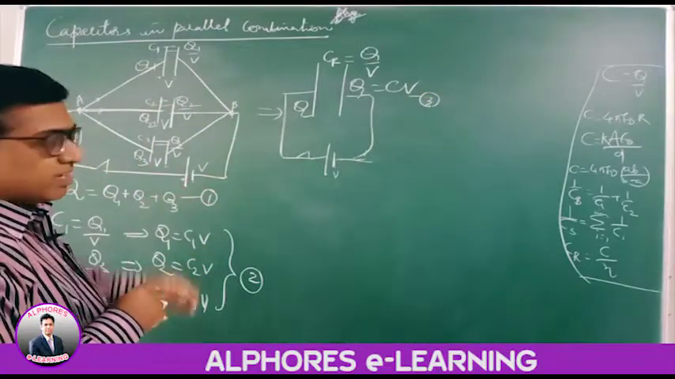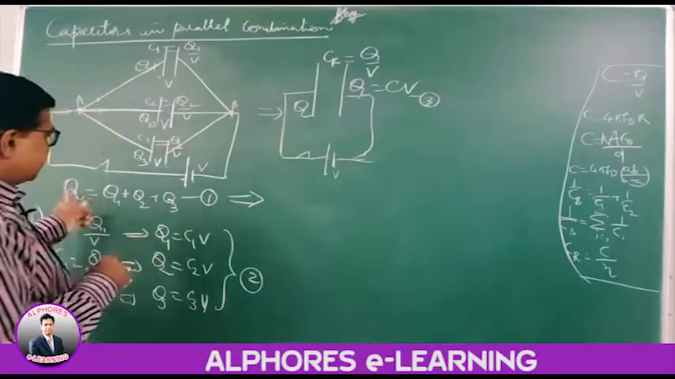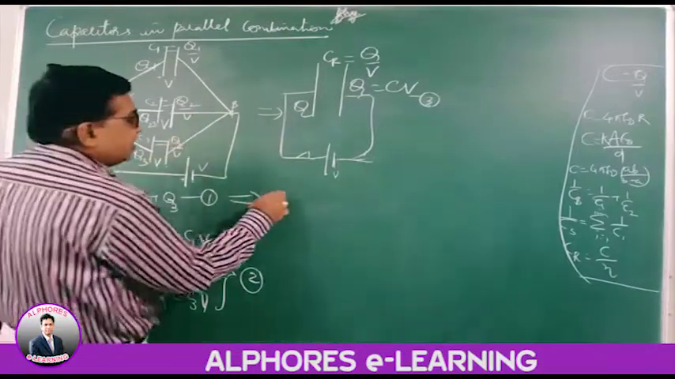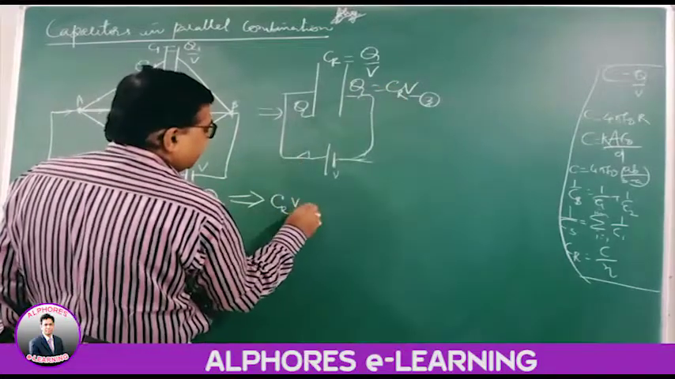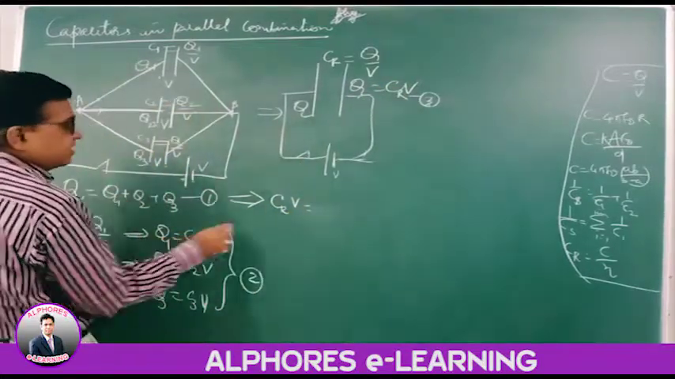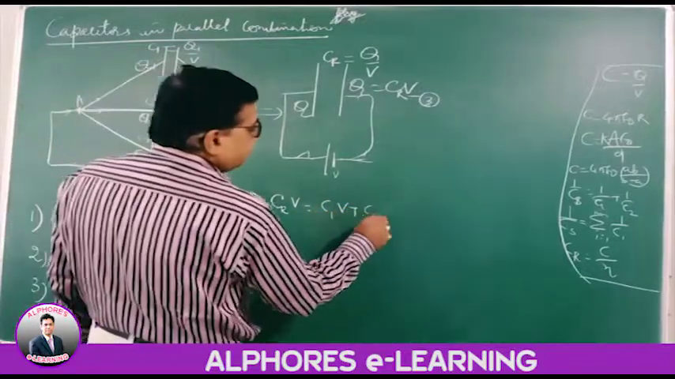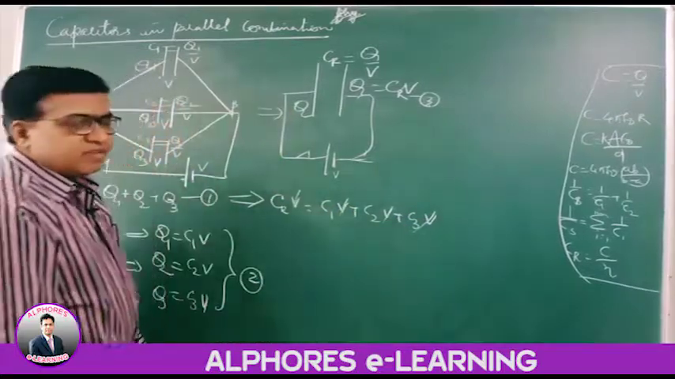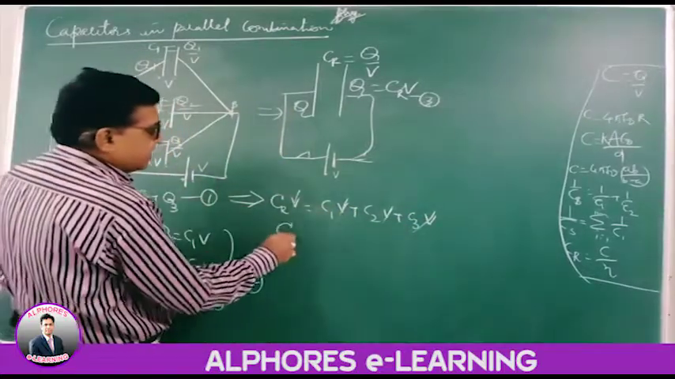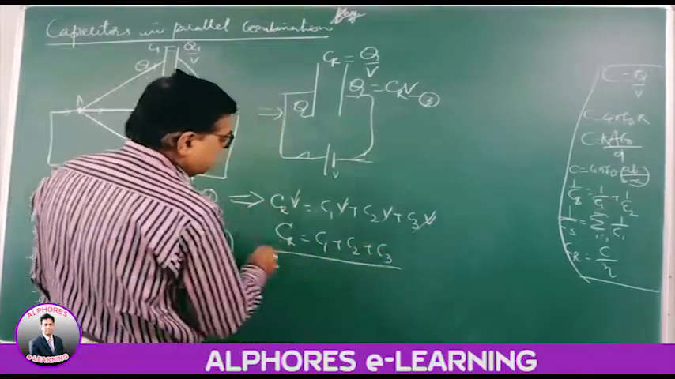Substituting 2 and 3 in 1, I get the total charge Q as the effective capacitance, the resultant capacity CR into V. Q1 is C1 into V, Q2 is C2V, and this is C3V. Taking V common, it cancels. So the resultant capacity is C1 plus C2 plus C3.